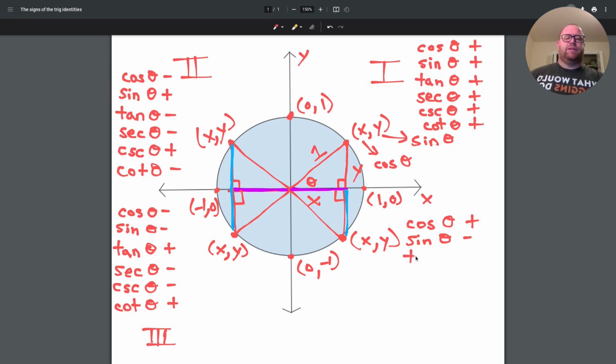The tangent is the sine divided by the cosine, so the tangent of theta is a negative divided by a positive, that's negative. Secant is 1 over the cosine, so that's 1 over a positive, that's positive. Cosecant, 1 over the sine, that's going to be negative. And cotangent of theta, 1 over the tangent, is going to be negative.